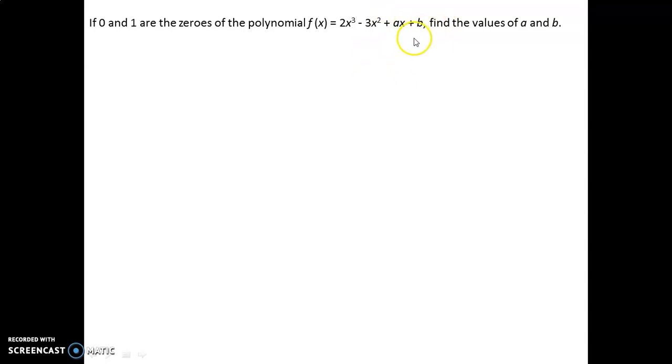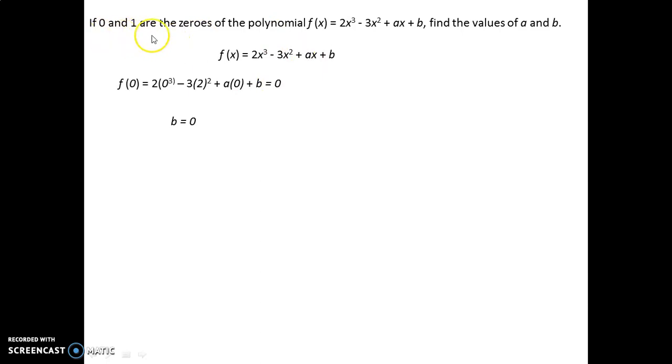So, how will we find them? Here, in the question, there are two zeros of the polynomial given, 0 and 1. So, by substituting these values in this polynomial, the value should be equal to 0. So, now I am substituting the value of 0 here. So, 2 into 0 cube minus 3 into 0 square plus a into 0 plus b will be equal to 0, since it is the 0 of the polynomial. So, finally, by solving this, we will get b is equal to 0.